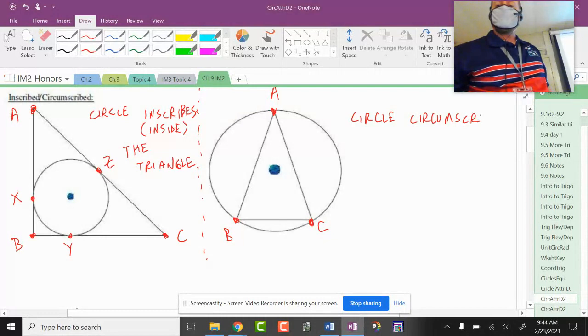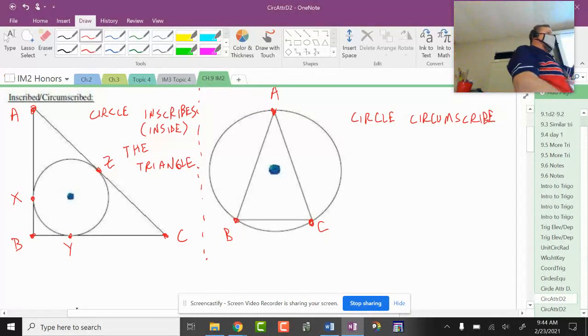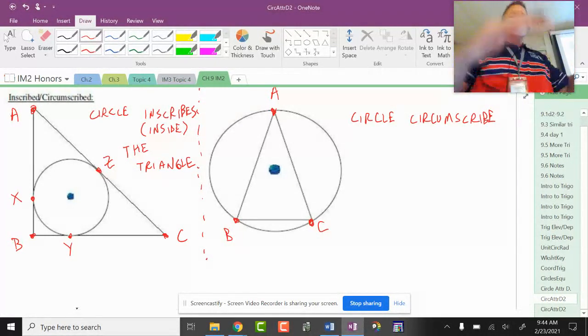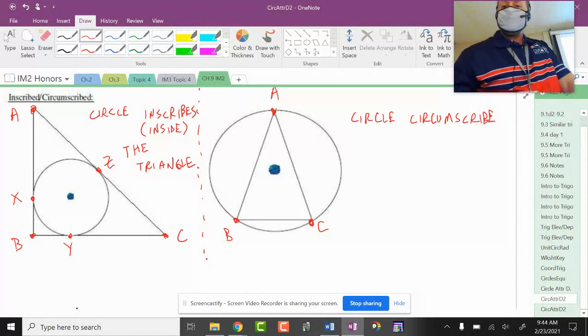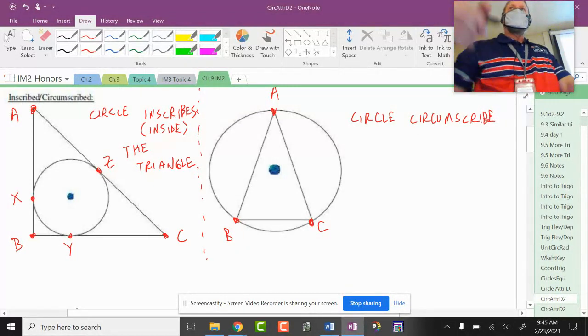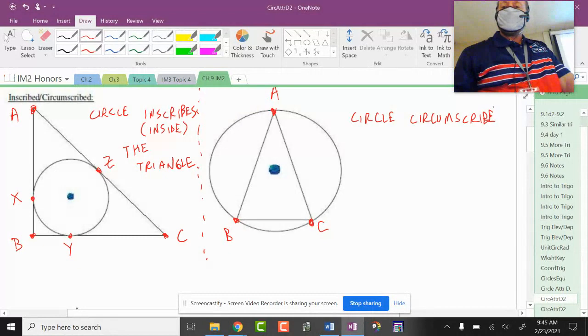circumscribe, is circumnavigate. Circumnavigate is what Magellan was given credit for. Not that he may have been the first one to do that. History is a little blurry on that. Circumscribe means go around the outside. So the circle circumscribes the triangle.